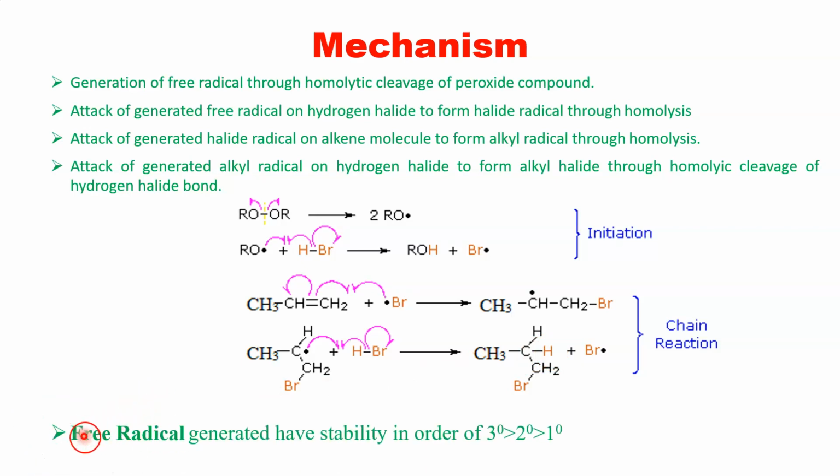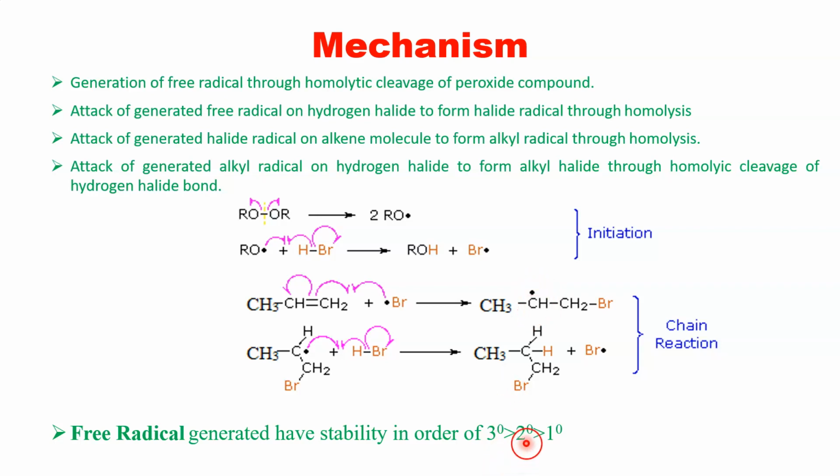To understand that, we should understand the stability of the free radical generated: tertiary free radicals are more stable than secondary and then primary. See here, in the case of this CH2, when bromine gets attached to this CH2, it forms a secondary type of free radical. Why? Because it has a CH3 at one end, another CH2 at the other end, and here it has only a hydrogen. So it is a secondary type of free radical.